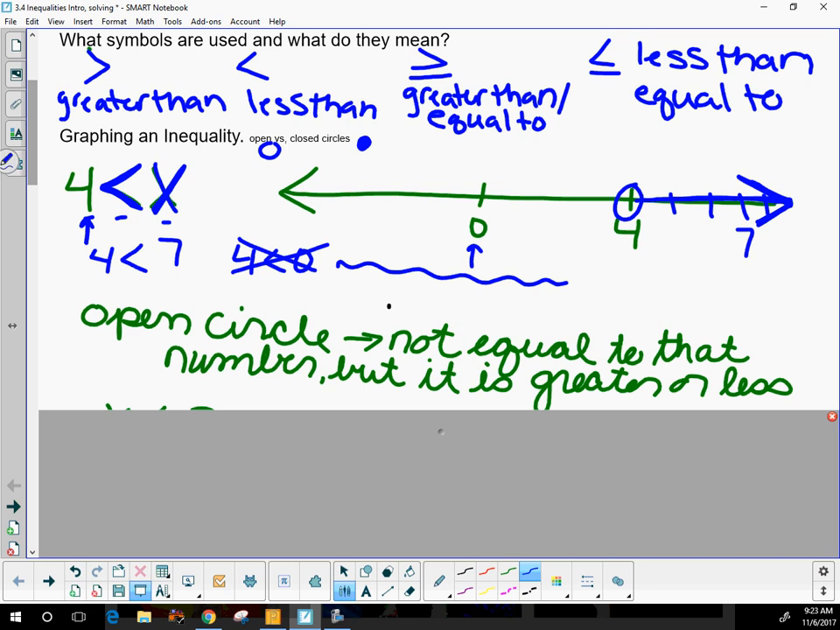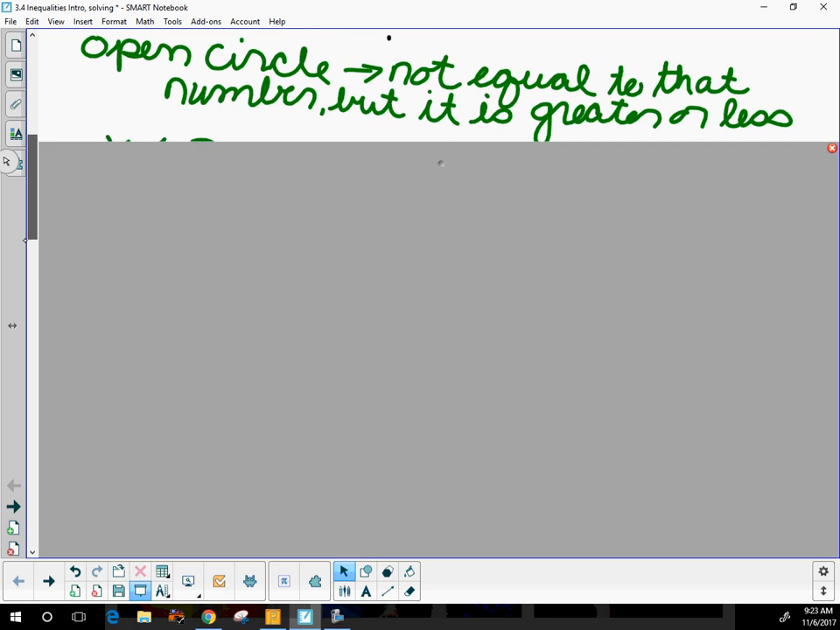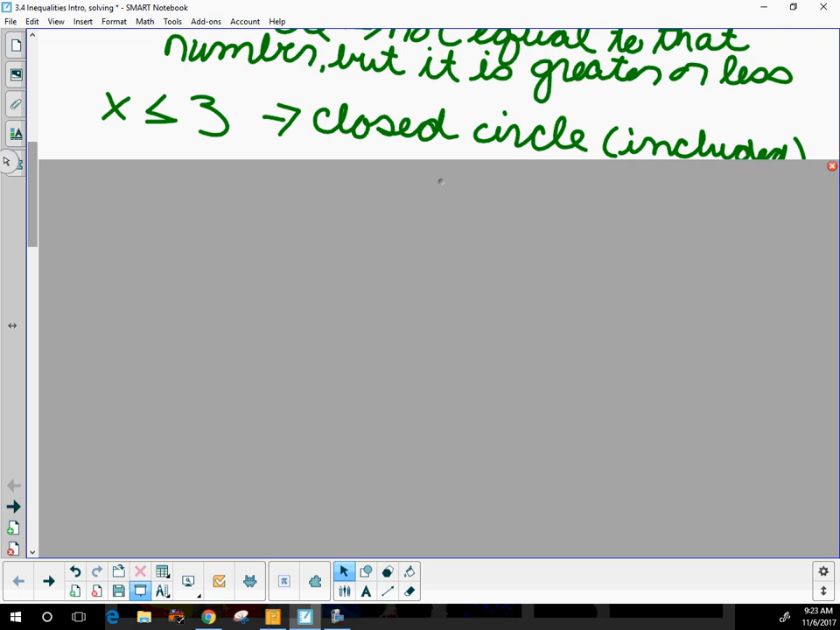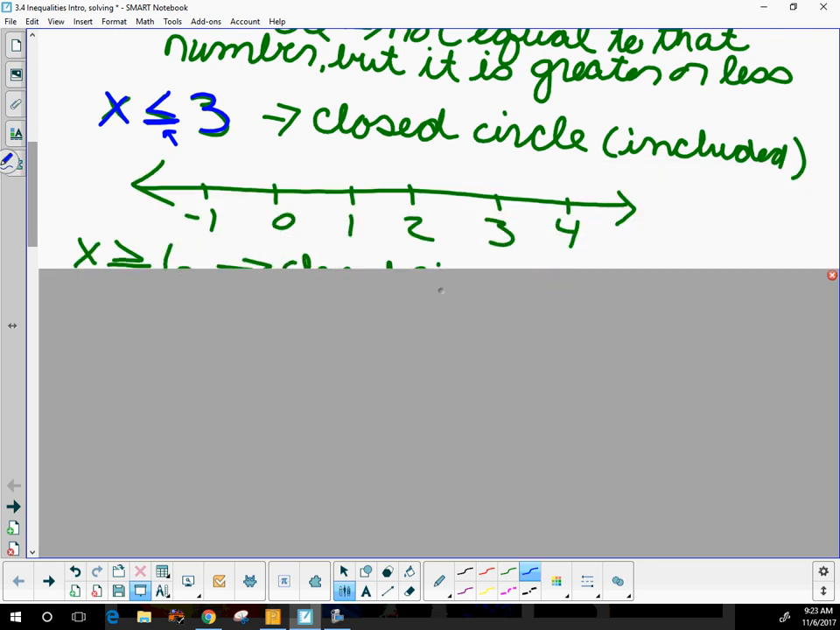Let's take a look at what happens when you have a closed circle, or what kind of situations need a closed circle. It's when you have this equal sign underneath. So right here I have X is less than or equal to 3. This is included. When the number is included, you close that circle in. It's almost like you're giving the number 3 a big hug. Your arms are around, but something's inside your arms this time. It is the number 3.